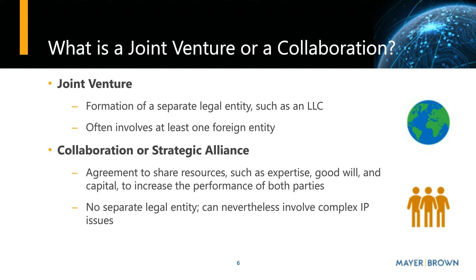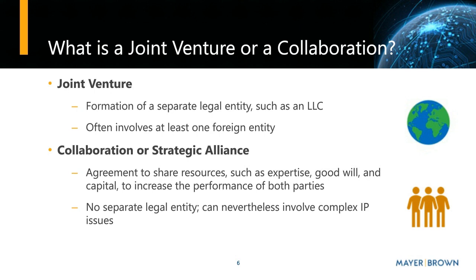A JV can be based on one of two models or a hybrid of the two. First, an entity-based JV or a corporate JV, and a contractual JV. In a corporate JV arrangement, one or more parties establish a separate legal entity, such as an LLC, a corporation, or a partnership. The entity is jointly owned by the parties in agreed proportions.